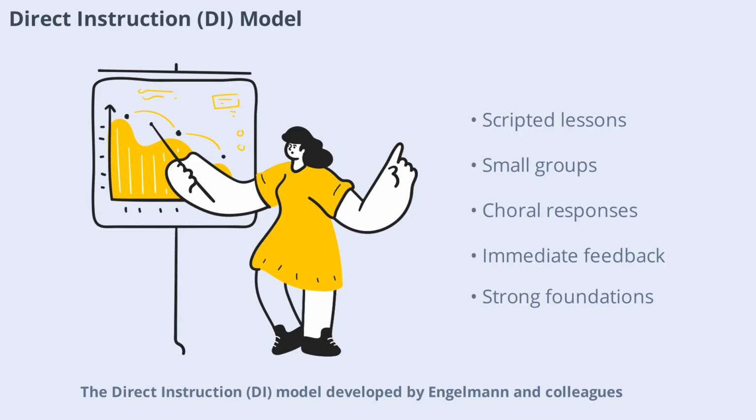The direct instruction (DI) model developed by Engelmann and colleagues is a highly structured, teacher-directed approach. Originally designed for at-risk and disadvantaged students, DI uses scripted lessons, small ability-based groups, and frequent choral responses to maximize participation and learning. Lessons are fast-paced with clear objectives and immediate feedback.